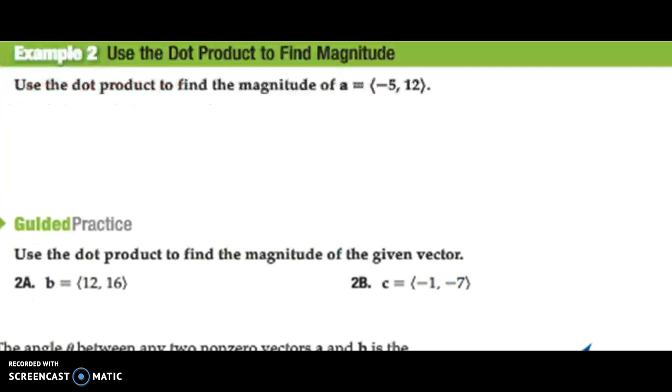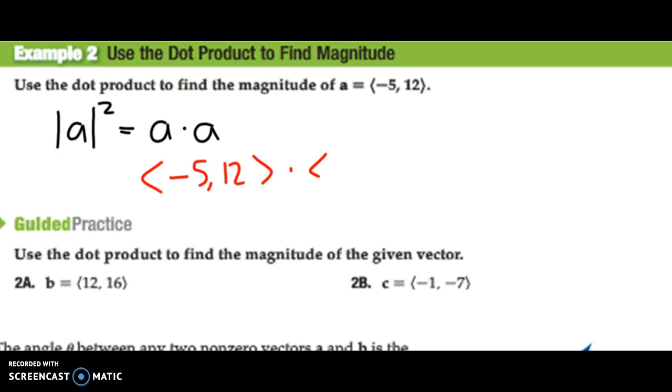All right, so it says use the dot product to find the magnitude of A. A's components are negative 5 and 12. So we're going to use that last example that we just talked about. Okay, so it says that the magnitude of A squared is equal to the dot product of A and A. So that's what I'm going to do. I'm just going to say, okay, well, A is negative 5, 12. Okay, and the dot product is negative 5, 12.